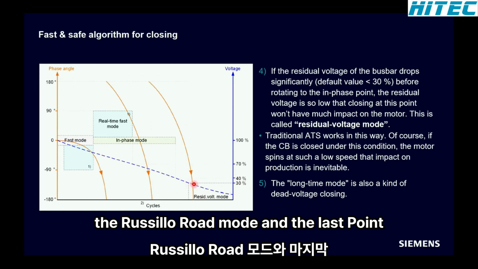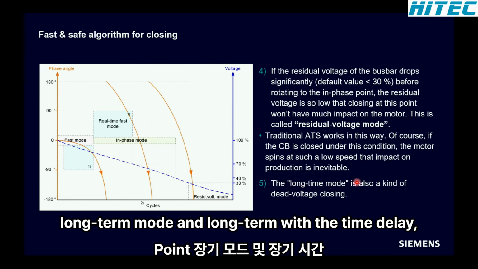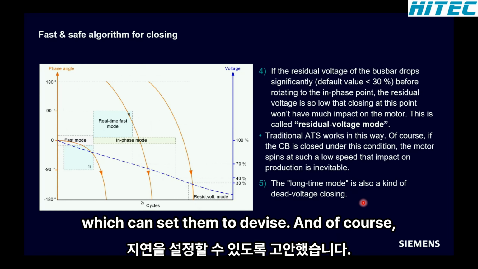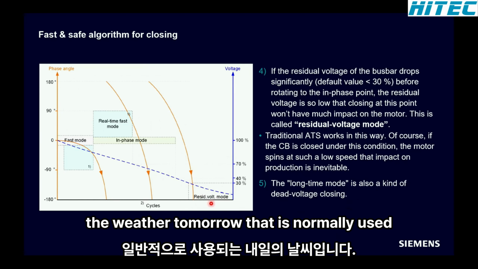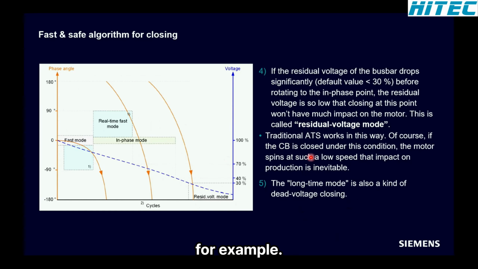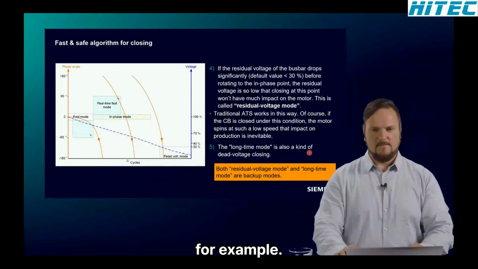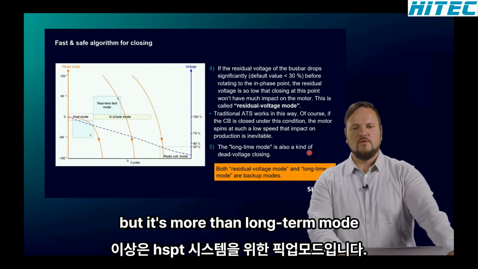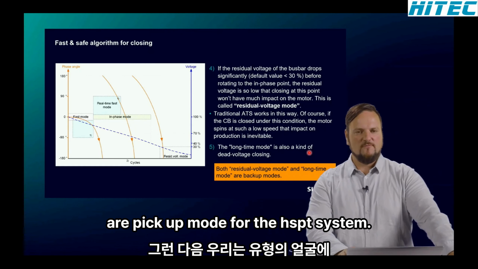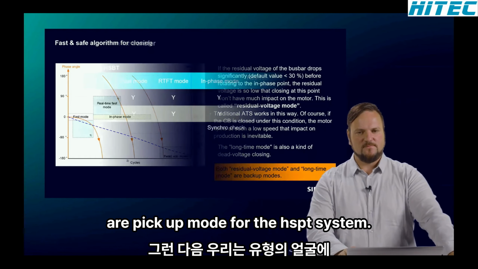Then we talk about the residual voltage mode, and the last point is the long-term mode. And long-term mode is a time delay which can be set in the device. And of course, this is normally done when you're closing on a dead bus. And of course, the residual voltage mode is normally used, for example, in an ADS system. That means both residual voltage mode and long-term mode are backup modes for the IHSBT system.